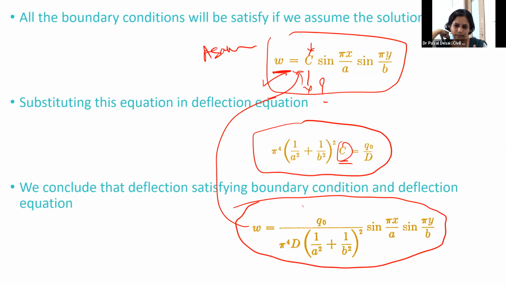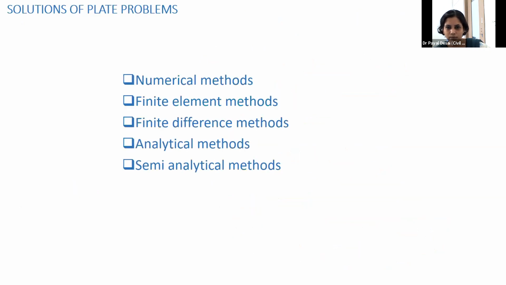What is the maximum deflection? That also you can find out. You can take x is equal to a by 2, y is equal to b by 2, the central deflection, if it is a uniform loading. This is sinusoidal loading, but you may vary your x and y, and then this is a general deflection formula. You may use it for finding the deflection at any point in the body.